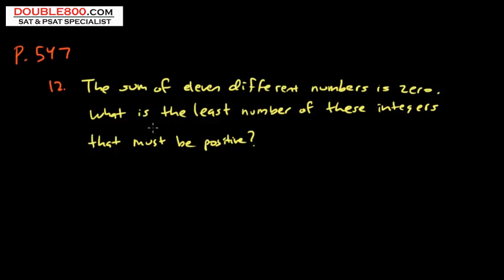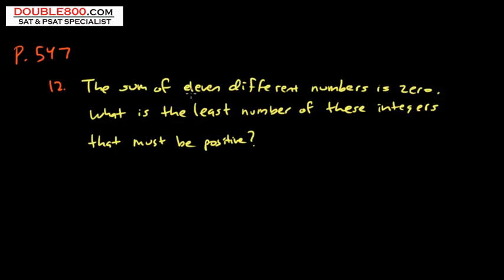In this lesson, we'll review a math question from the problem solving section. We're on page 547, question 12 out of 16. This is a moderate problem. It's a level 3. The sum of 11 different numbers is 0. What is the least number of these integers that must be positive?